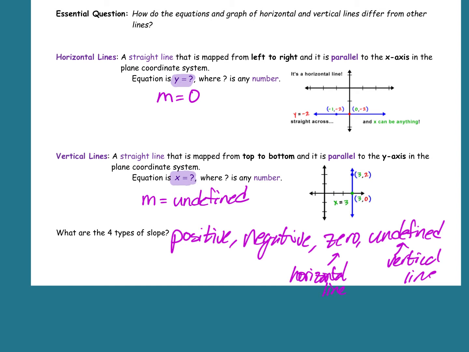Oh. Y equals some number right here, right? What's my slope when I have y equals some number? 0. Yes? Okay, awesome.